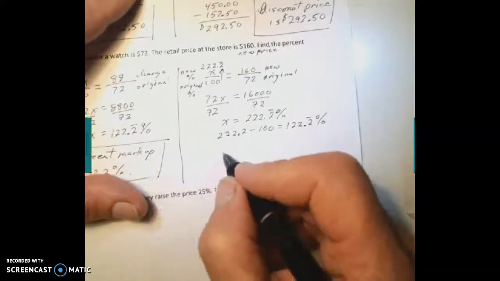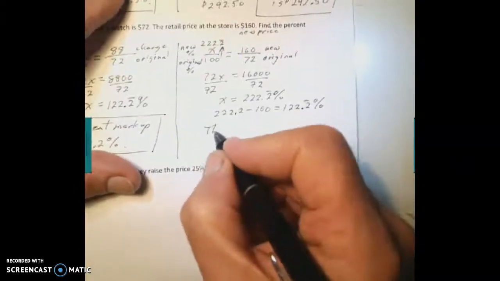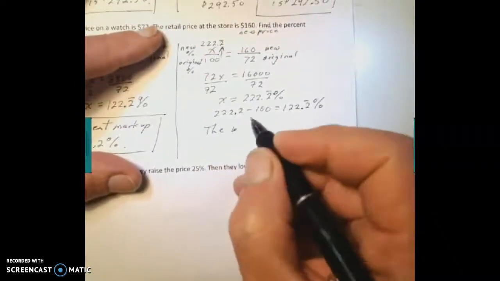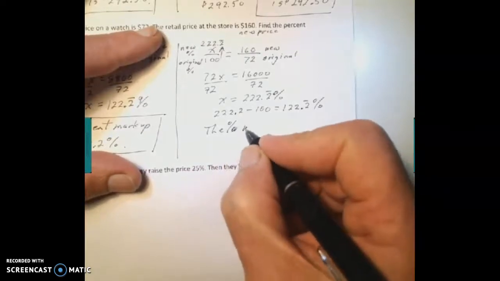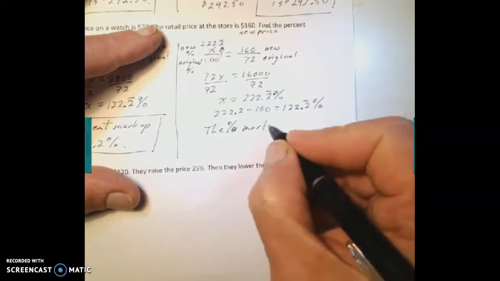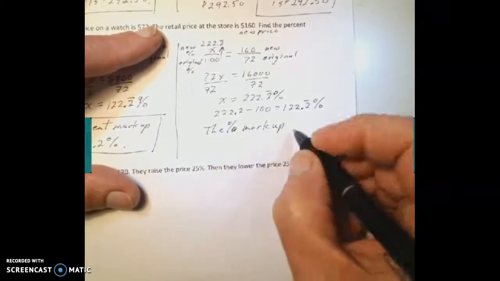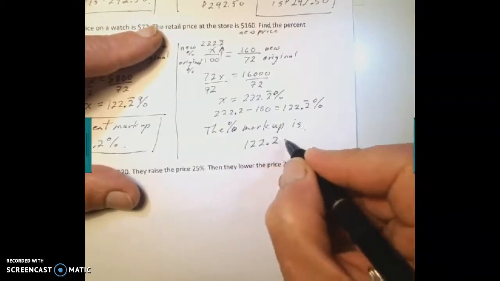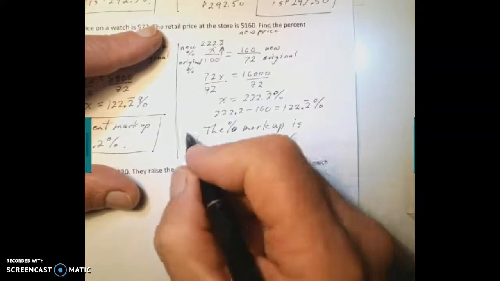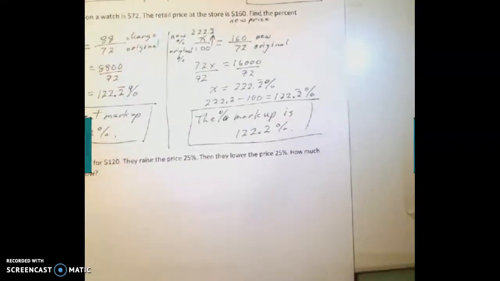So again, you get the same answer we just got. Sorry. The percent markup, I wish I hadn't used the symbol, but a little sloppy. The percent markup is 122.2%. Okay, that's it.